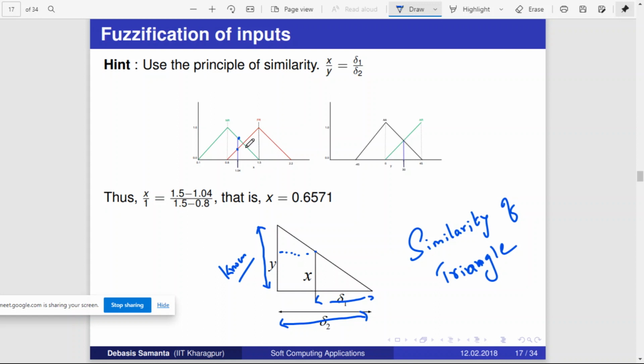x is the one you want to calculate. So x by y, what is y? This is y. What is its height? 1. So this is known. So you can directly write x by 1 is equal to delta 1. So what is delta 1? This point is 1.5. This point is 1.04. So what is delta 1?